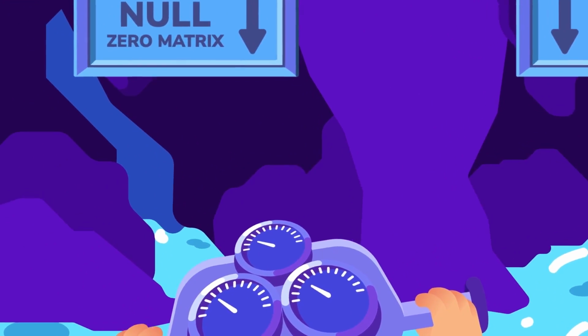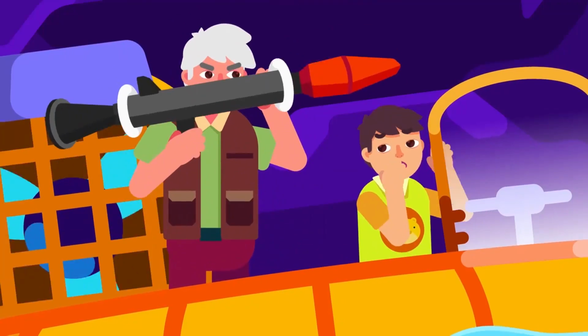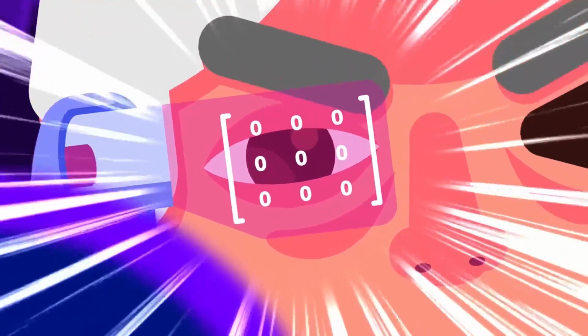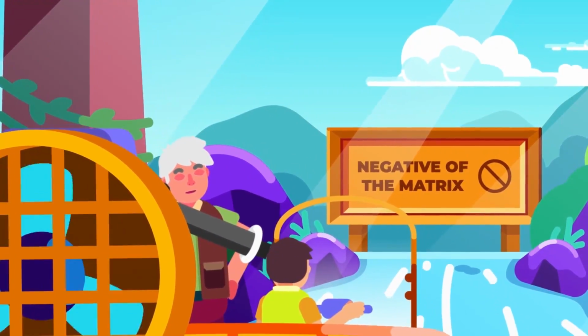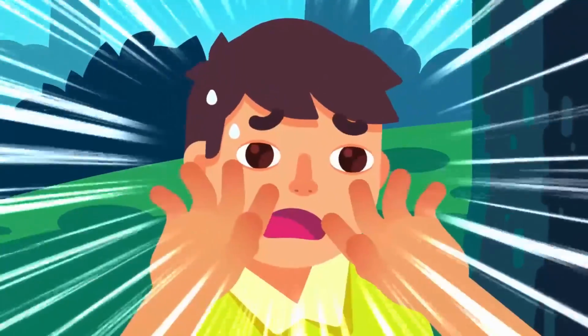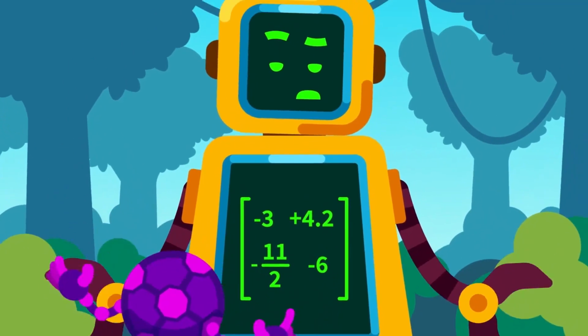Null or zero matrix. Another kind of matrix is the null or zero matrix. Can you guess what it is? Yes, as the name suggests, it is composed entirely of elements equal to 0. Easy peasy. Negative of a matrix. To obtain the negative of a matrix, we simply change the signs of all of its entries. In the following example, all the positive signs in matrix D are changed to negative, and vice versa.